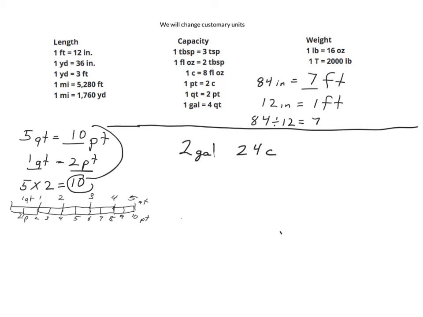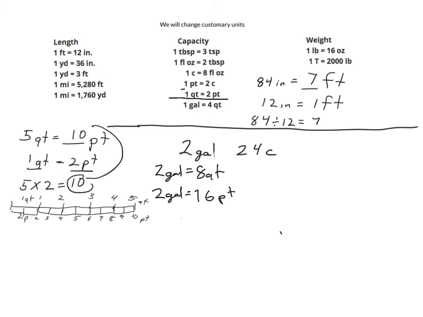So let's take a look at 2 gallons and 24 cups. And we're going to compare them with a greater than, less than, or equal to sign. So we have to convert gallons into cups. So we know 1 gallon equals 4 quarts. So 2 gallons equals 8 quarts. I know that 1 quart equals 2 pints. So 8 quarts is going to be 16 pints. So that means 2 gallons equals 16 pints.